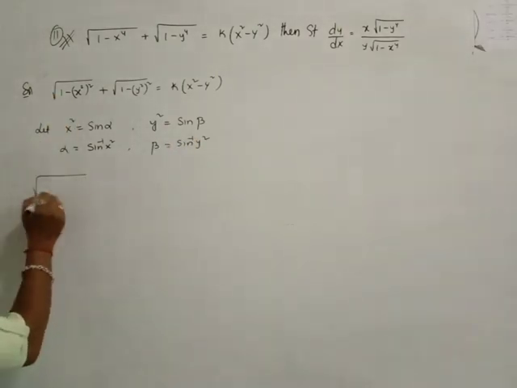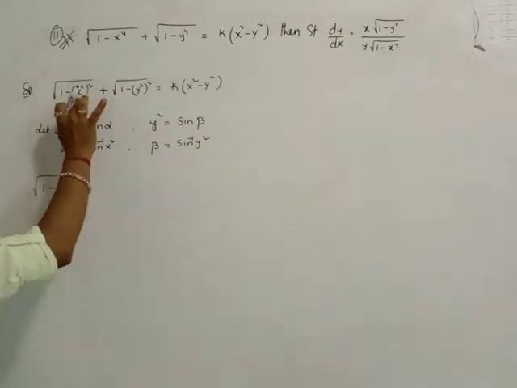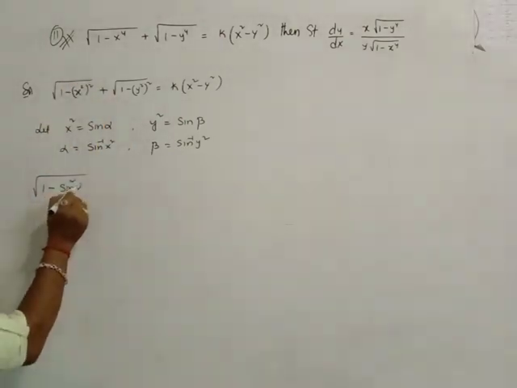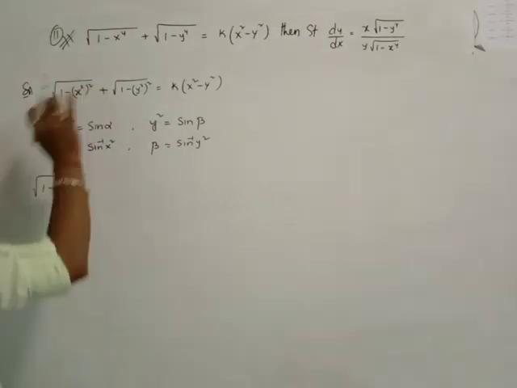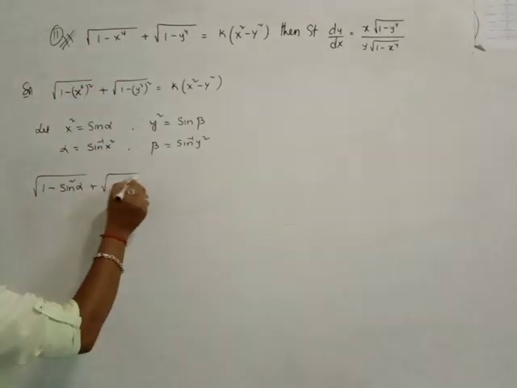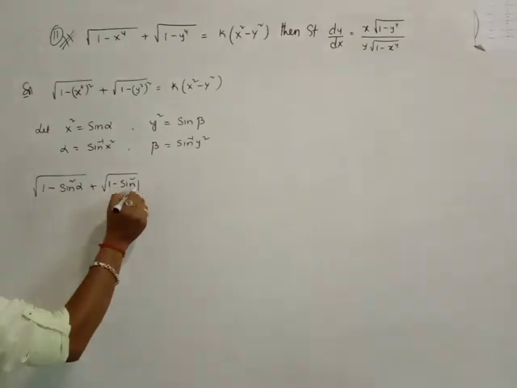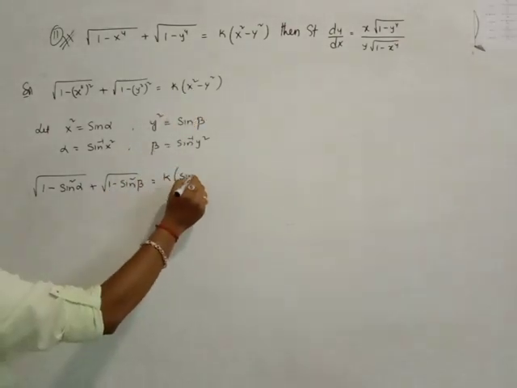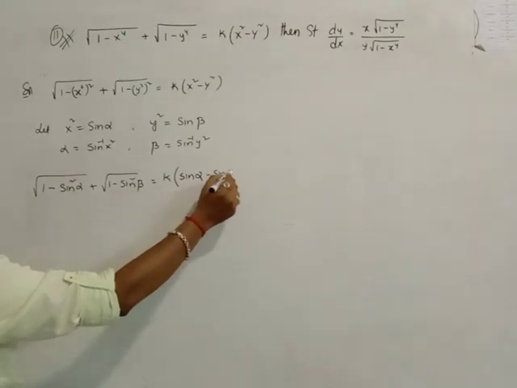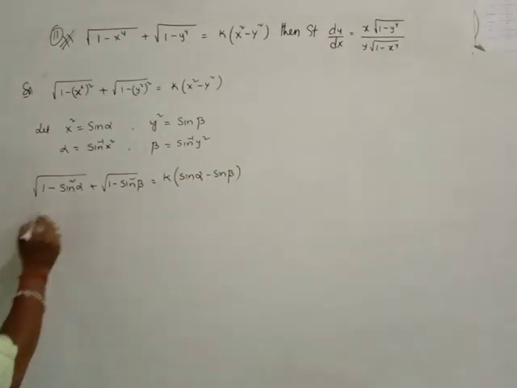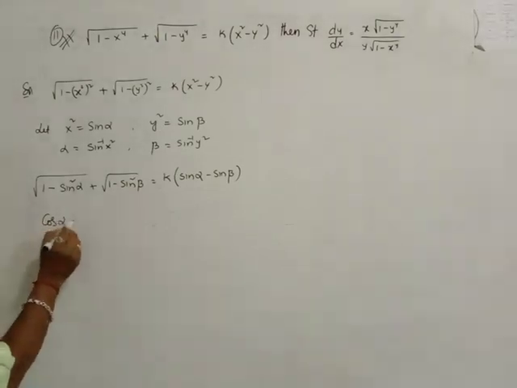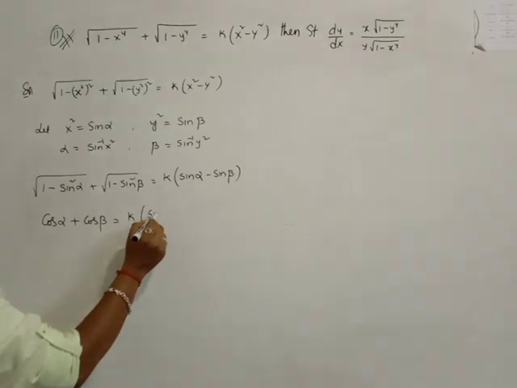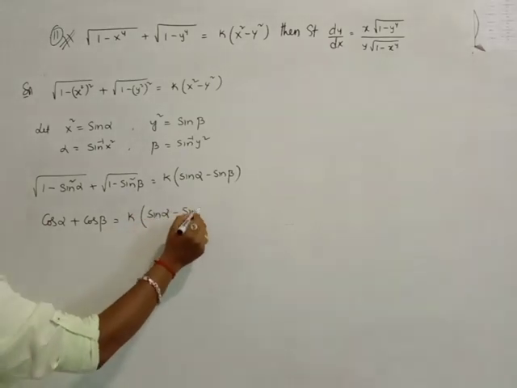Substitution here: instead of x square you take sine alpha, so it is converted into root over 1 minus sine square alpha, because there is a square, plus root over 1 minus sine square beta is equal to k into x square minus y square, so here sine alpha minus sine beta. So what happened? Root over 1 minus sine square alpha is equal to cos alpha, plus cos beta is equal to k into sine alpha minus sine beta.